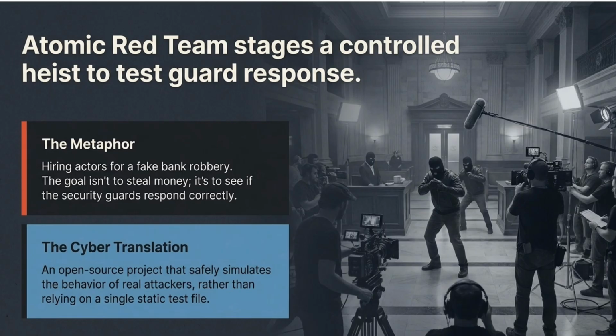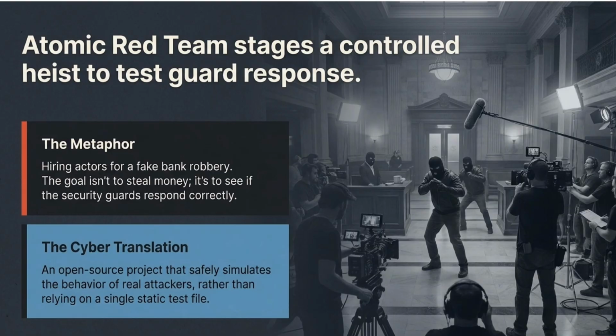Now let's talk about something even more powerful. Atomic Red Team is an open source cybersecurity testing project. Instead of testing antivirus with a simple file, Atomic Red Team simulates the behavior of real attackers. Notice the word simulates. It does not mean it launches a real cyber attack. Instead, it safely performs small tests that imitate common attacker techniques.